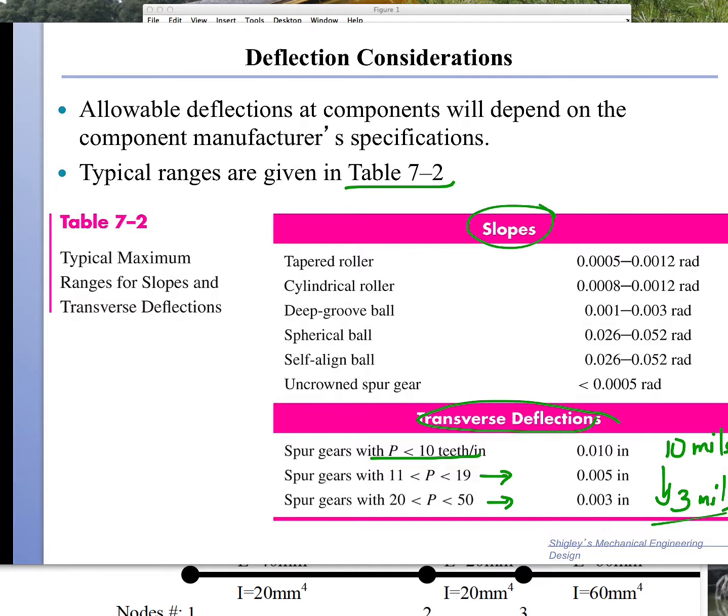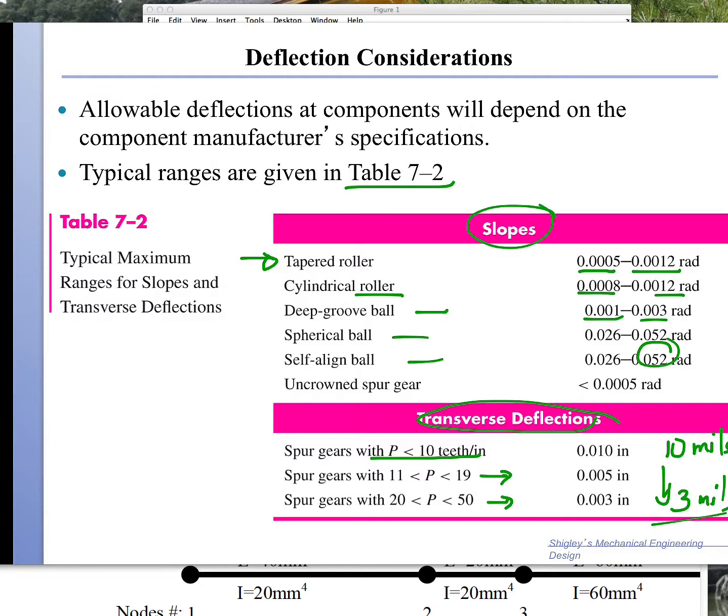On the other hand, the slopes are dependent on the support system. If we have tapered rollers, for example, then the slope that is allowed, or the angle of deflection, is 5 times 10 to the minus 4 to 12 times 10 to the minus 4. For cylindrical rollers, that is 8 and 12. For deep groove balls, this is 10 and 30 times 10 to the minus 4. And for ball bearings, it's higher. Self-aligned bearings is higher, and that is up to 52 times 10 to the minus 4.